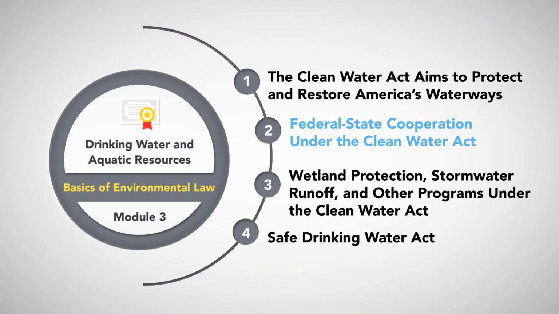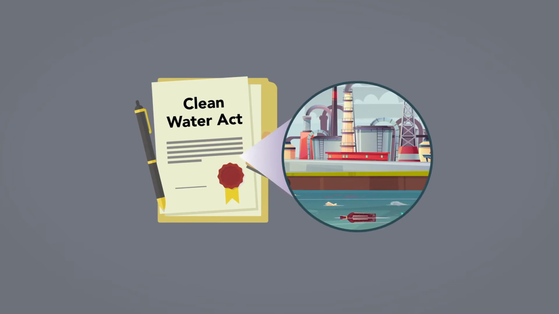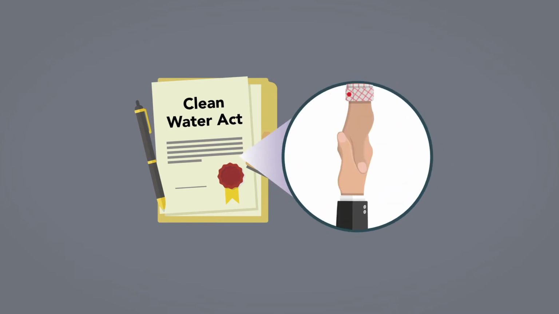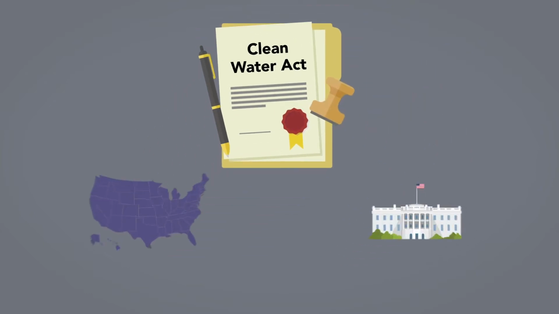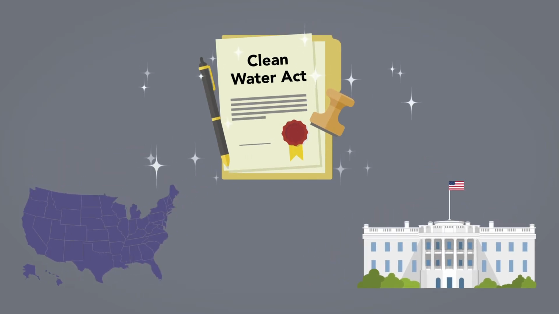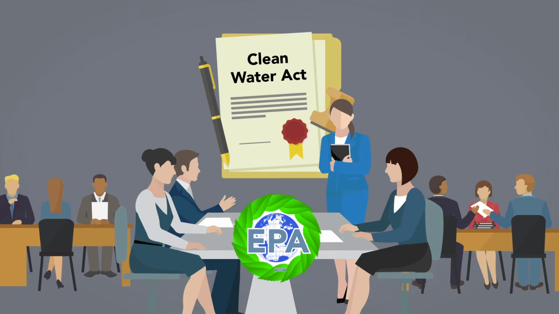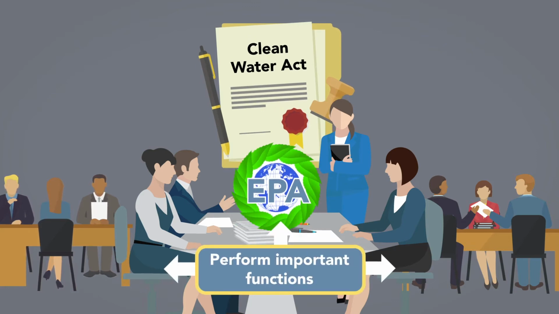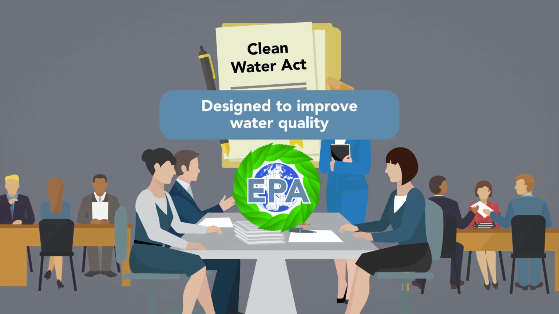Federal-state cooperation under the Clean Water Act. The Clean Water Act works to address pollution problems and promote agreement among the community by relying on a framework of cooperative federalism. In other words, both the states and the federal government play important roles in carrying out the law. The state environmental agencies and the EPA perform important functions under programs created by the Clean Water Act, including the National Pollutant Discharge Elimination System, designed to improve water quality.